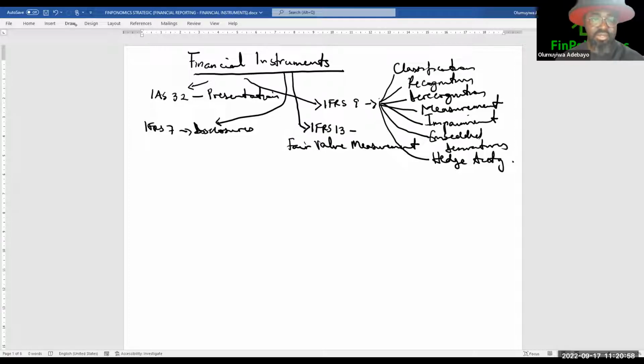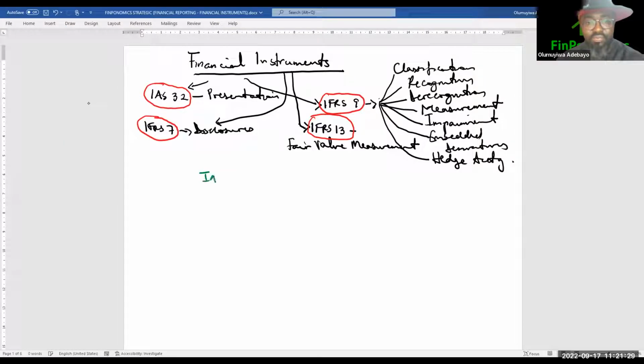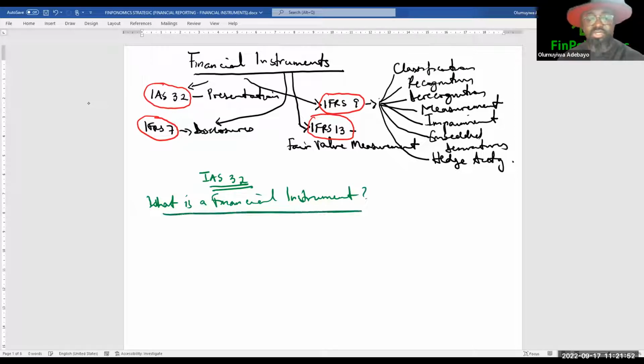Therefore, which means invariably, we will be faced or confronted with four standards: IAS 32, IFRS 9, IFRS 7, and IFRS 13 in all our discussion. But now we'll start our discussion with IAS 32. Okay. Now, IAS 32 makes us to understand what financial instrument is. What is a financial instrument?